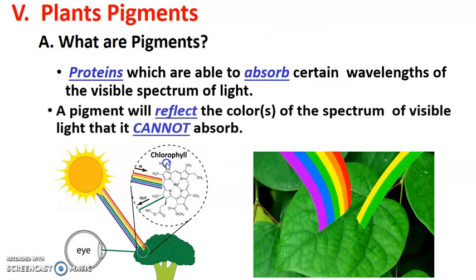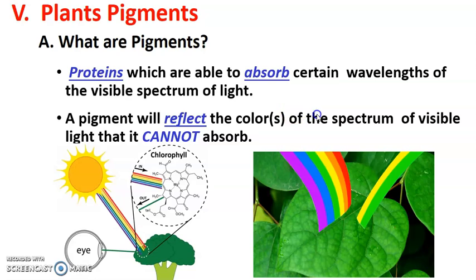So pigments will reflect the colors of the visible light spectrum that they cannot absorb, just like I mentioned on the previous slide. So here's white light over here, striking this leaf. It's absorbing everything but green and yellow, so you have this nice light greenish tinge here, and you can see a little yellow mixed in. All right, again, here's some broccoli, mainly just reflecting green back to your eye.